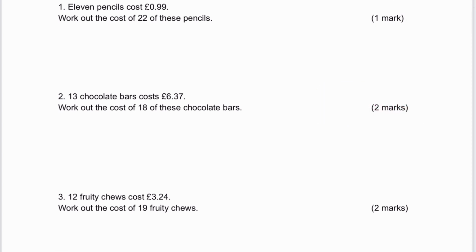11 pencils cost 99p. So therefore we're looking at either doubling the amount to get 22 pencils, or we can actually work out that each pencil costs 9p and then we multiply by 22. So whichever your method is, in my particular case I'm going to do 99 times 2, which is 198. Okay, so the answer to this particular question 1 is going to be £1.98.